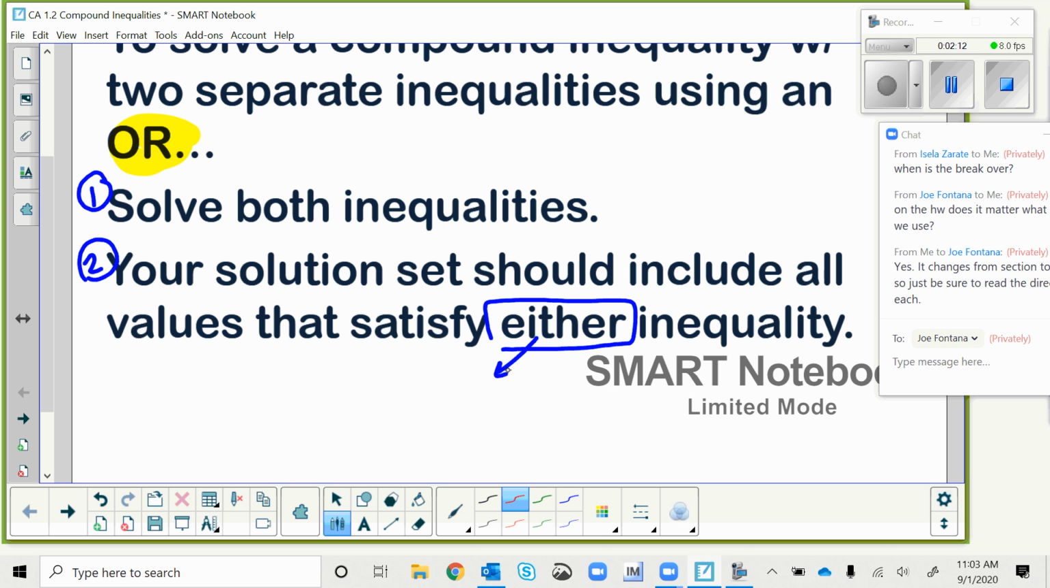This is like the union of sets. Because if it satisfies one or the other, then it's everything coming together into one solution. I'll repeat that again when we actually do a problem. That might have meant nothing to you right now, but it'll make more sense in context.